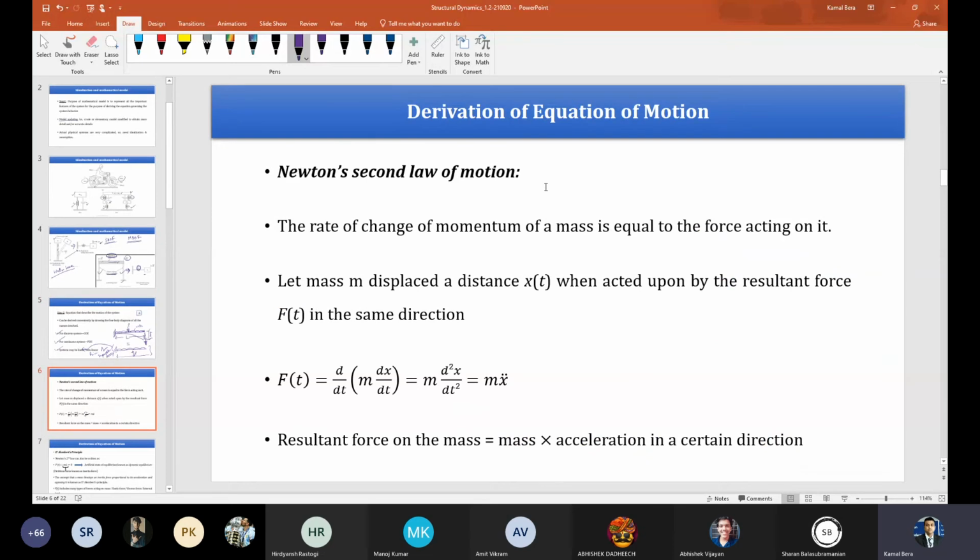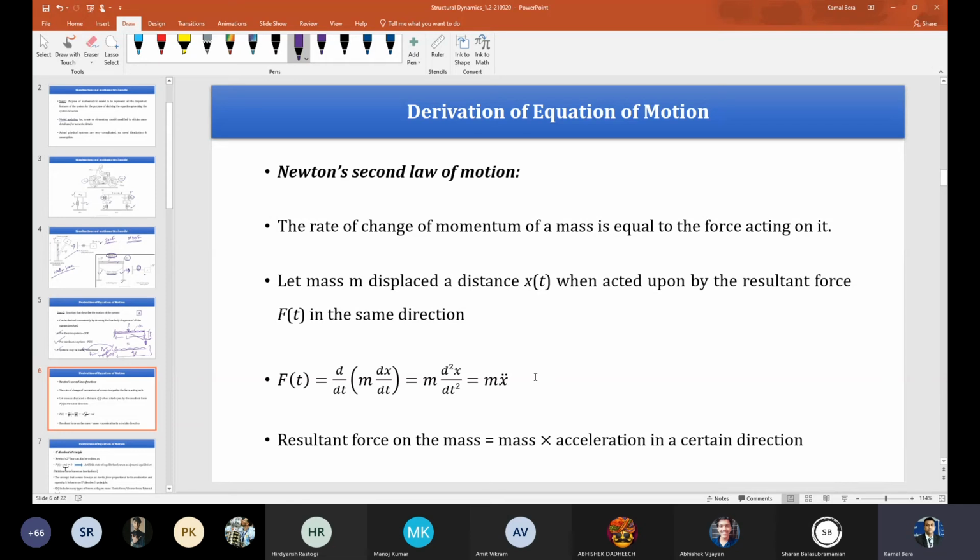First is Newton's law of motion, which is very well known, so I am not going into much discussion here. When I discuss the formulation of the equation of motion, we'll come into that in detail. The resultant force on the mass is the mass into acceleration in the particular direction. That is Ft equal to mass into acceleration. That Ft includes, in our present case, the elastic forces, damping forces, or any other external forces, if at all there. That equals mass into acceleration.